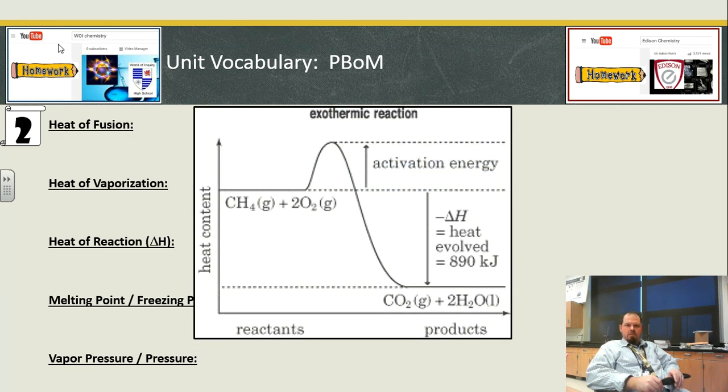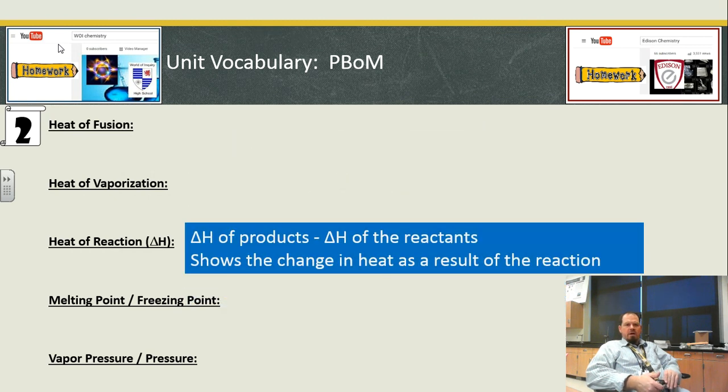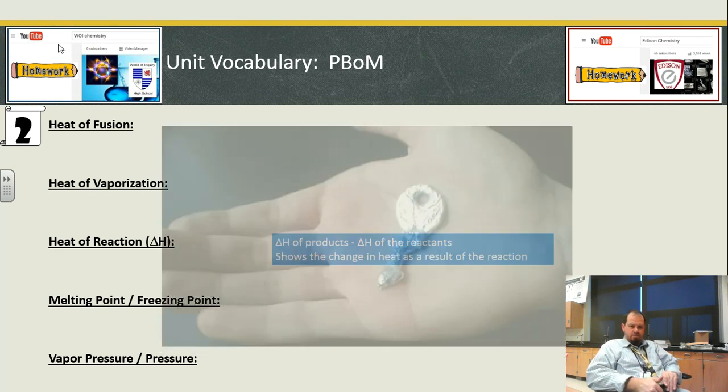Good? Okay. Delta H, notice this is the difference between the reactants and the products. Delta H of products minus the delta H of reactants. This shows the change in heat as a result of the reactions, and I need to do it that particular way because number one is subtraction, and then it helps me with the sign. A positive is endothermic and a negative is exothermic value for delta H. So we're going to learn that too.